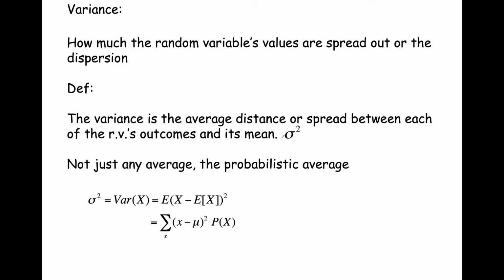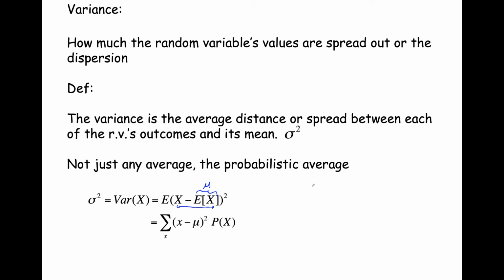That's in contrast to mu, and it has to be sigma squared. And it's not just any average, it's the probabilistic average of the spread between each of the random variable's outcomes and its mean. So we note variance, sigma squared, as a function, the variance of random variable X, and that's nothing more than the expectation of random variable X minus the expectation of X. Now the expectation of X, we just said before, is mu, the mean, and we take that difference, the value of the random variable minus its mean, and we square that difference.